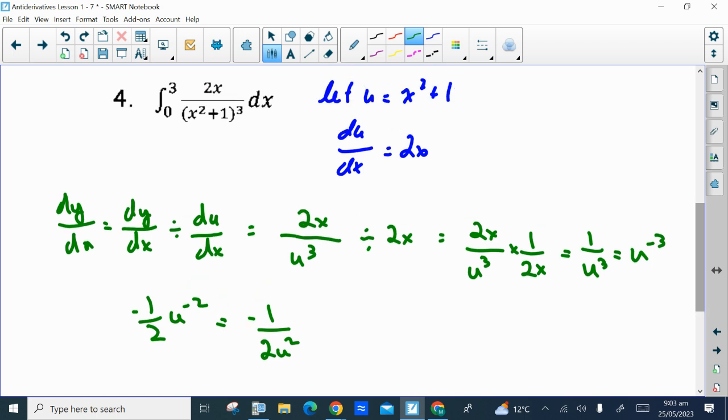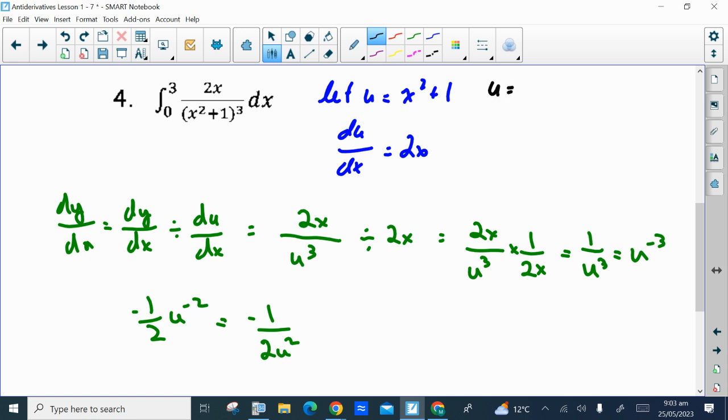And then what we've usually done is we have put the x squared plus 1 in there for u, and then evaluated it from 0 to 3. But you actually don't have to do that. You can leave it in terms of u. But what you need to do then is find out what u equals when x equals 0 and x equals 3. That's your lower and upper limits. And you can do that by using the fact that u is x squared plus 1.